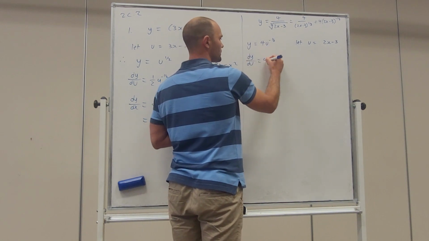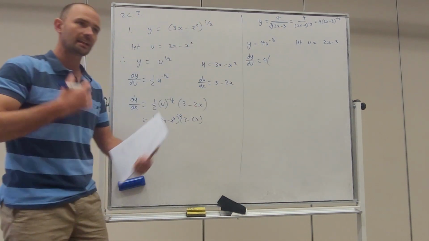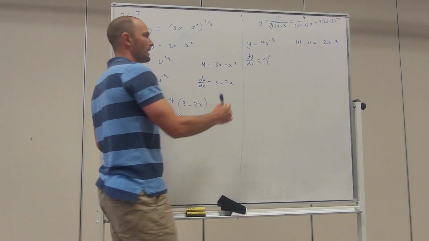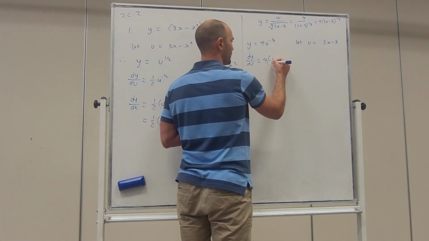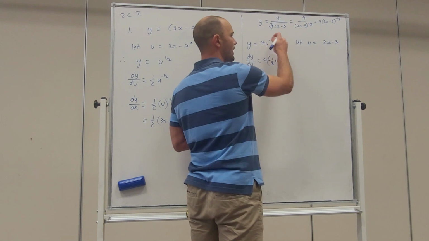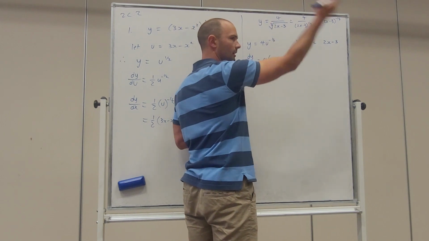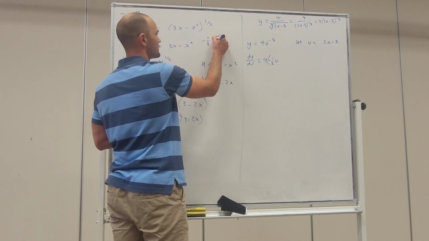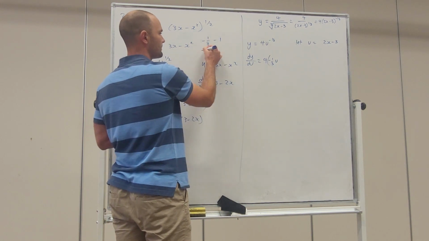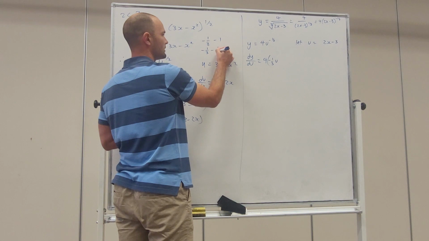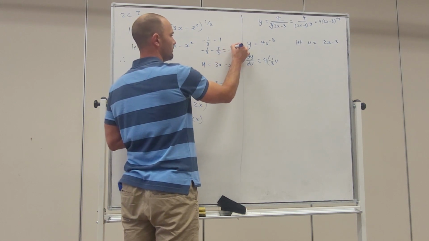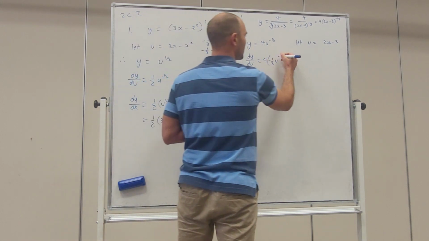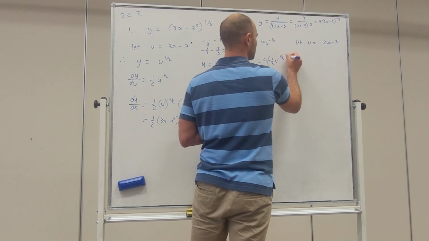Okay, the 4 is just going to hang out, and this is where we're practicing our simple differentiation. It's going to be minus a third u to the power of minus a third take away 1. Let's do that. Minus a third take 1. Need to have the same denominator. Minus a third take 3 on 3. That will give you minus 4 on 3. Okay, that's our power there.